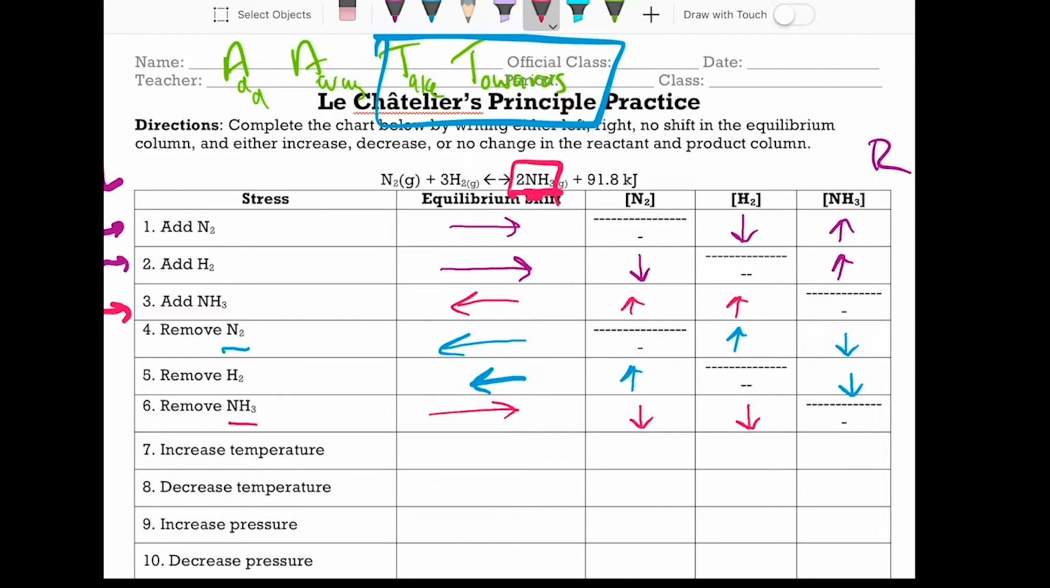Okay, so that's all the shifts when it comes to adding and removing stuff. And then we can talk about temperature and pressure. So when we're talking about temperature, we're talking about energy.